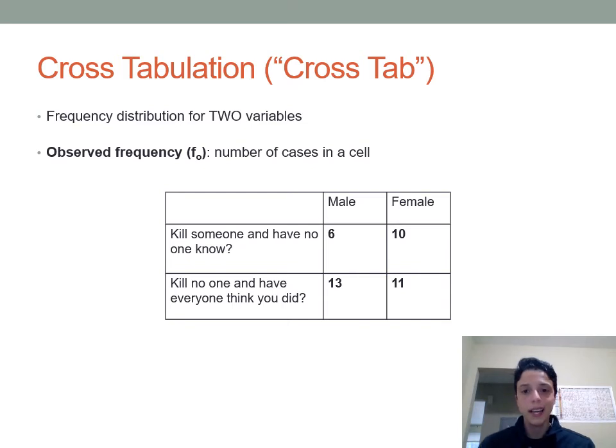So a little bit more concretely, if there was a relationship between these two variables, so if there's a relationship between gender and whether you'd rather kill someone or kill no one, we'd be saying that people who identify as male or female are going to have different responses to the question. So either we'd be saying that males are more likely to prefer to kill someone and have no one know, or females are more likely to say they'd rather kill someone and have no one know than kill no one and have everyone think they did.